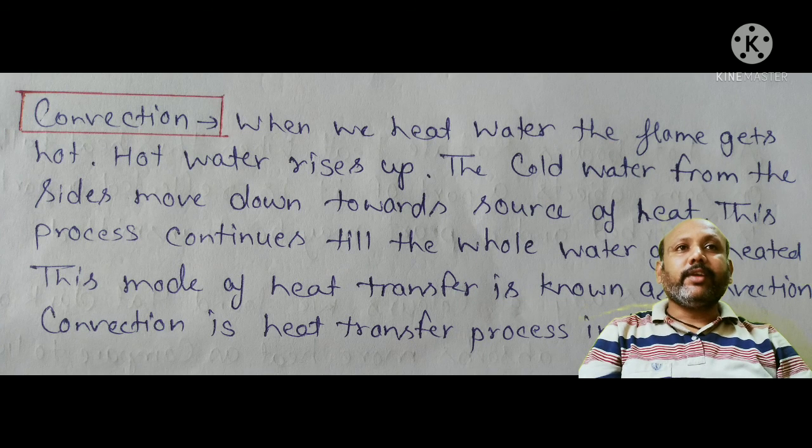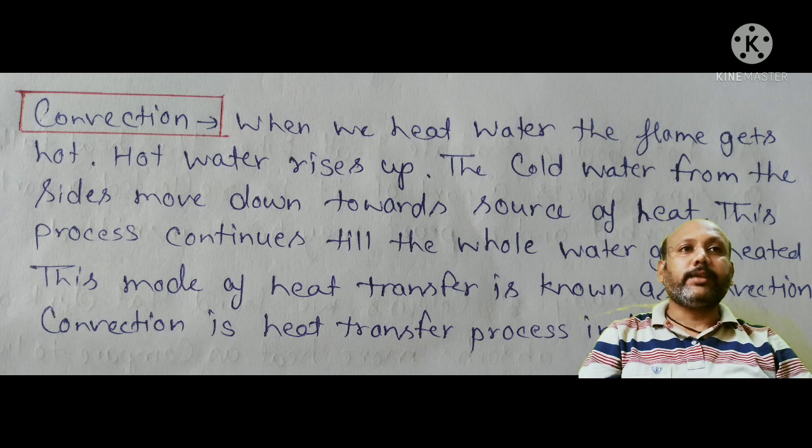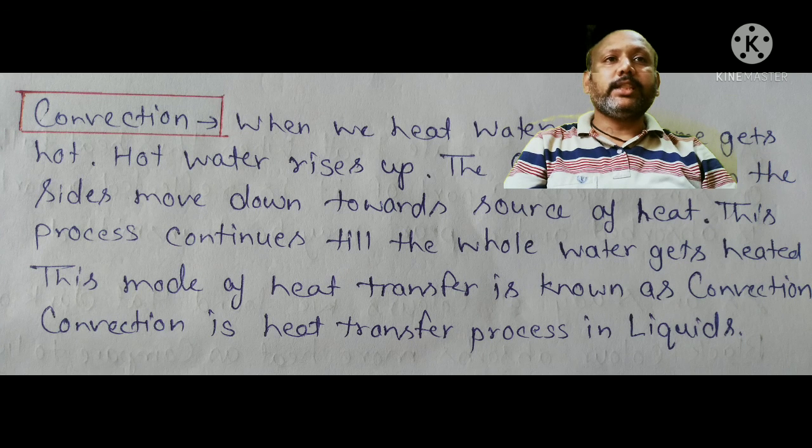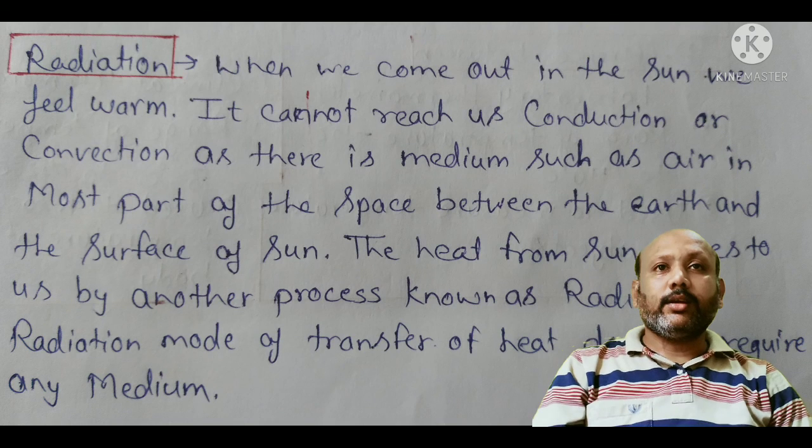Convection. When we heat water, the water near the flame gets hot. Hot water rises up, and the cold water from the sides moves down towards the source of heat. This process is continuous till the whole water gets heated. This mode of heat transfer is known as convection. Convection is a heat transfer process in liquids.